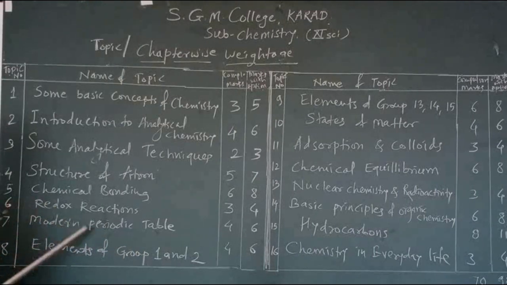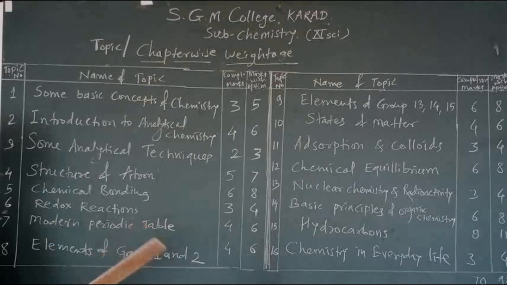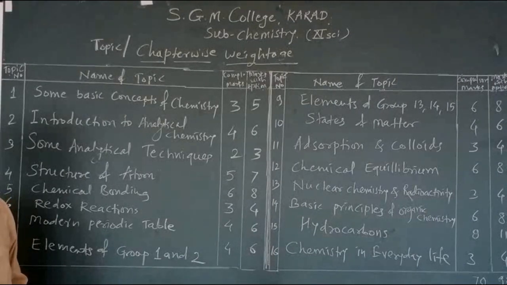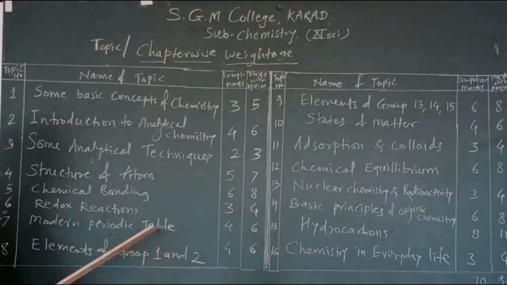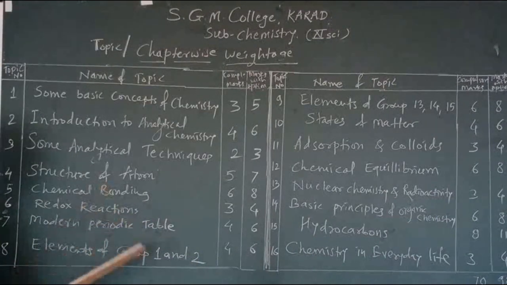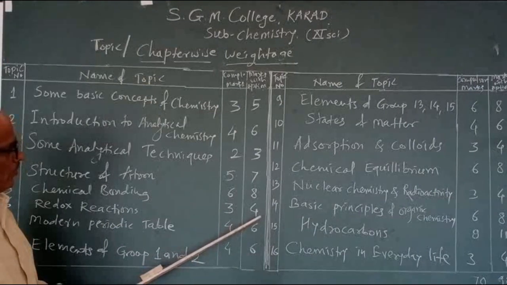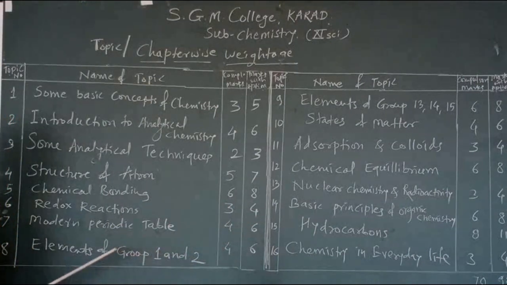Then topic number 6 is redox reaction. Redox reaction means oxidation, reduction, definitions, oxidizing agent, reducing agent, then redox reaction, balancing the redox reaction. All these are included in this redox reaction topic. It carries 3 marks compulsory and 4 marks with option.